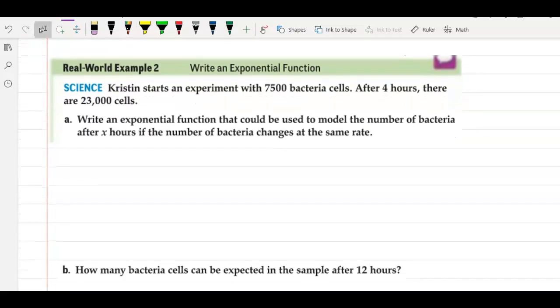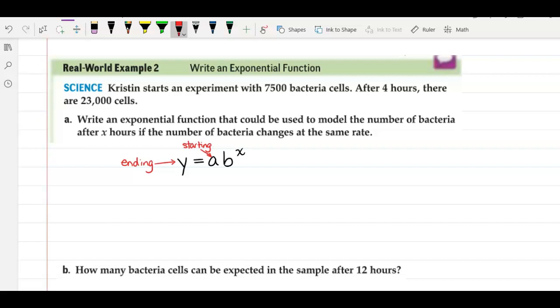Let's take a look at a real-world example. When we do all of these real-world problems, we're going to be starting with our exponential function y equals a b to the x, where y is our ending amount and a is our starting amount. b is the base by which it's changing, or the rate at which it's changing, and x is typically going to be representative of time.